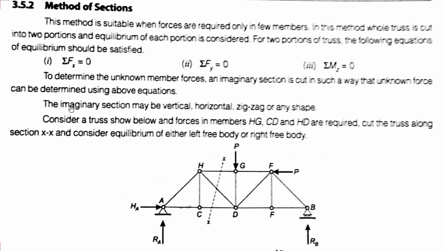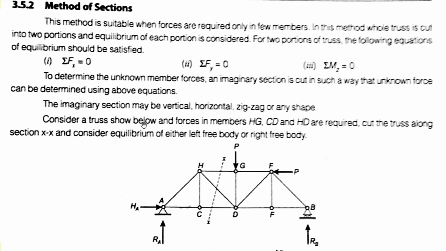Now, the important thing is the imaginary section may be vertical, horizontal, zigzag or any other shape. Like this is your inclined, this is your horizontal, and this is your zigzag part also. So the imaginary section may be of any shape.